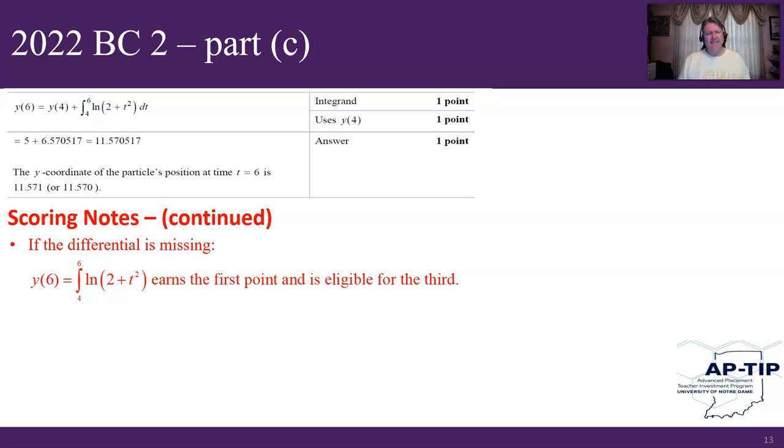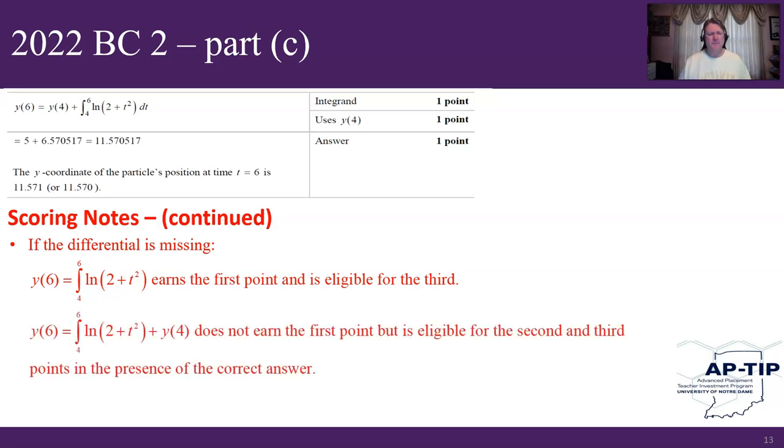Now, that's a dt that's missing that we can kind of overlook. However, if they were to add the y of 4, we love the kid that does this, but we're not real happy with the fact that they added the y of 4 after the integral. So we're not quite sure, are they having this y of 4 value involved in this integration, anti-differentiation process or not? Well, a setup like that will not earn the first point.